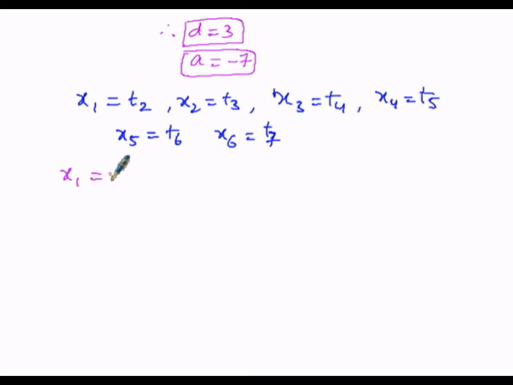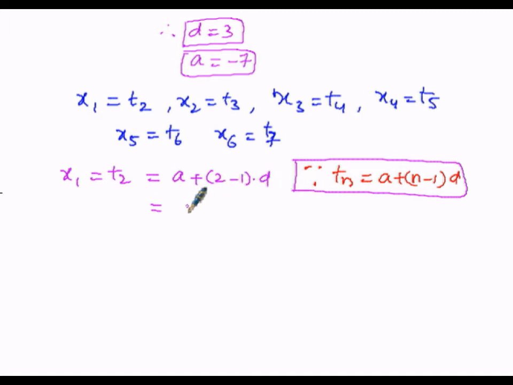Now x1 is equal to t2, the second term, which is a plus (2 minus 1) into d. Since the nth term is a plus (n minus 1) into d, when n is replaced by 2, we get a plus (2 minus 1) into d, which is a plus 1d, that is a plus d. In this manner I got x1 as a plus d.